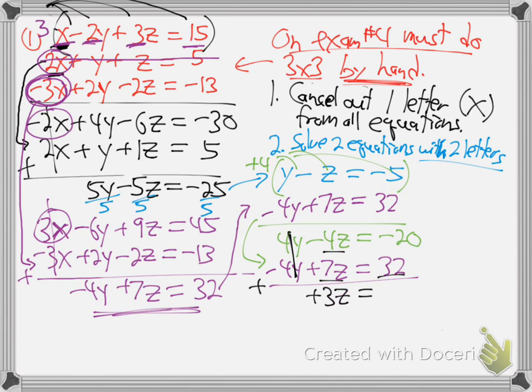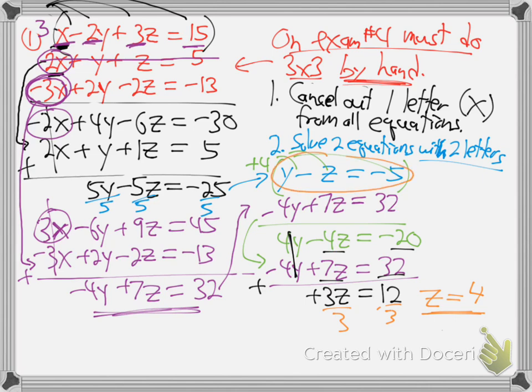These guys, 32 minus 20 is 12. Last step to solve for z, divide by 3. Z is 4. So we got z, we got one letter. Now, how do you go back and get the others? Well, you've got z, so just grab one of the other equations that only have y and z. Doesn't matter which one.